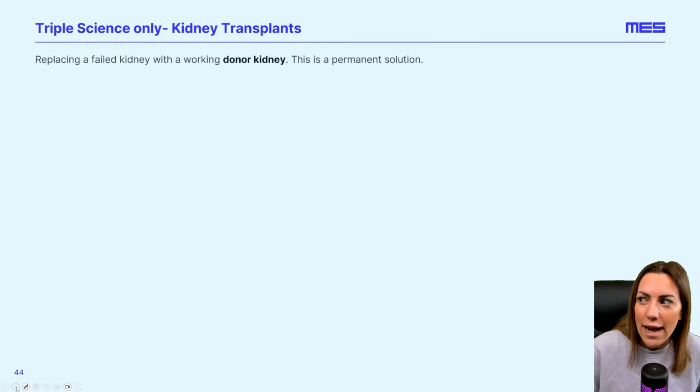Now, if we're going to have a kidney transplant, that basically means we're going to replace a failed kidney with a working kidney from a donor.